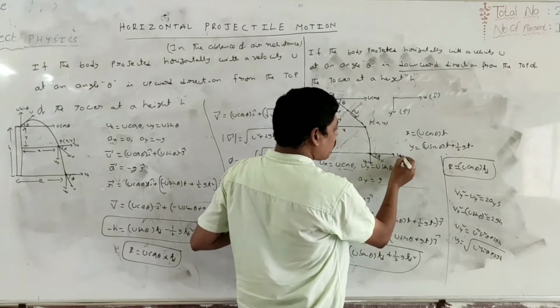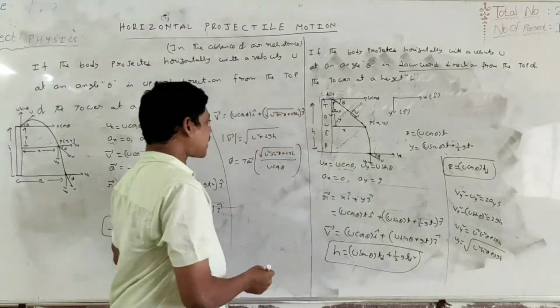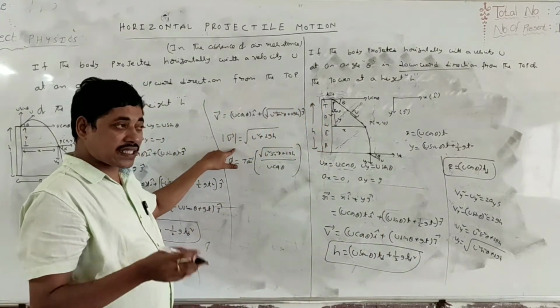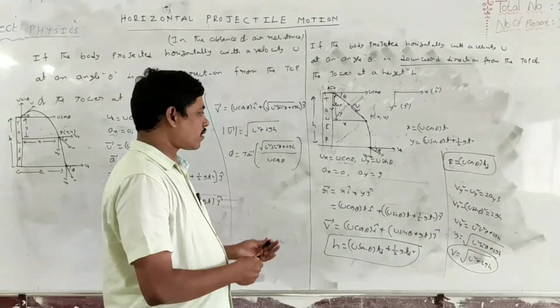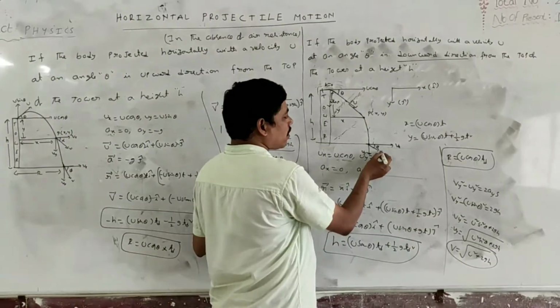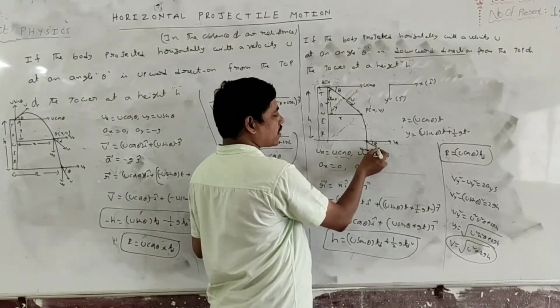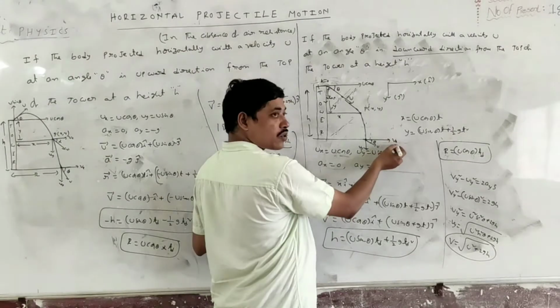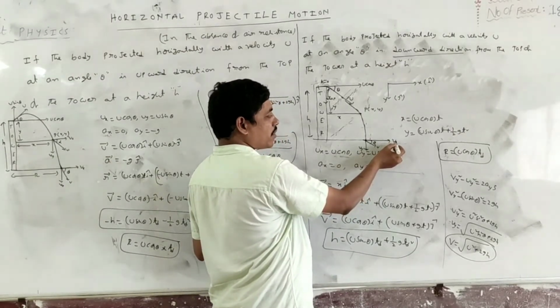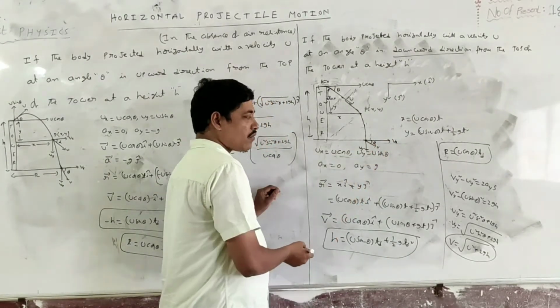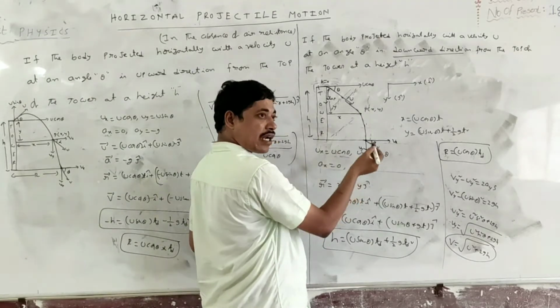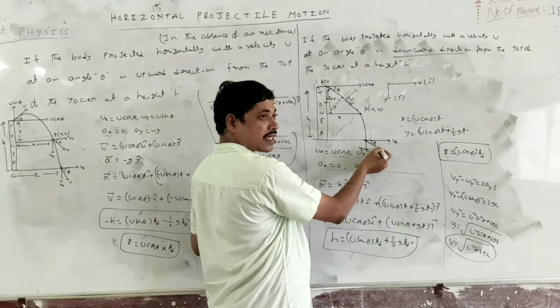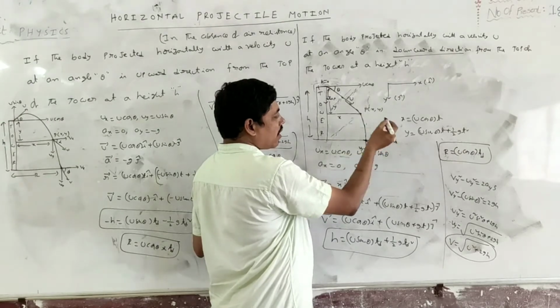In both cases, Vx and Vy are the same. That means the velocity striking the ground is resolved into two components: the horizontal component Vx and the vertical component Vy. And phi is the angle made by the resultant velocity with the horizontal.